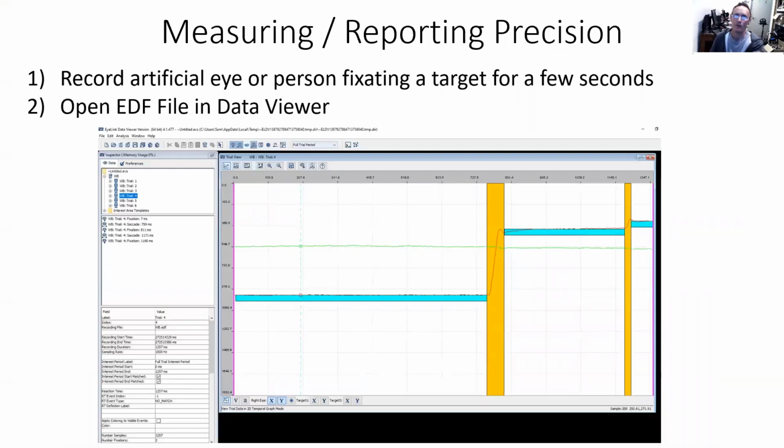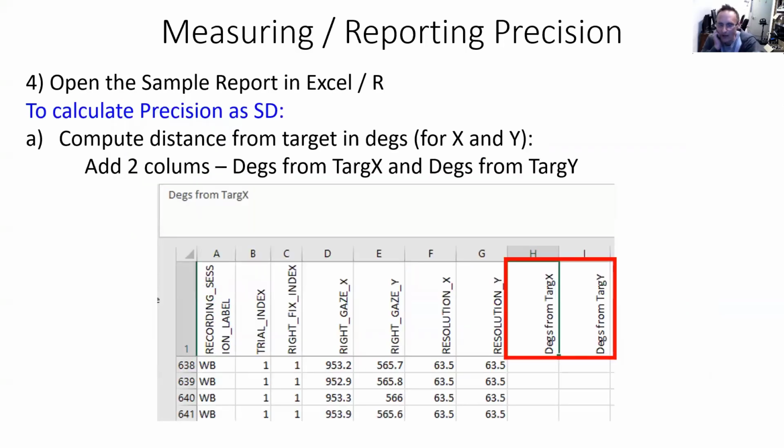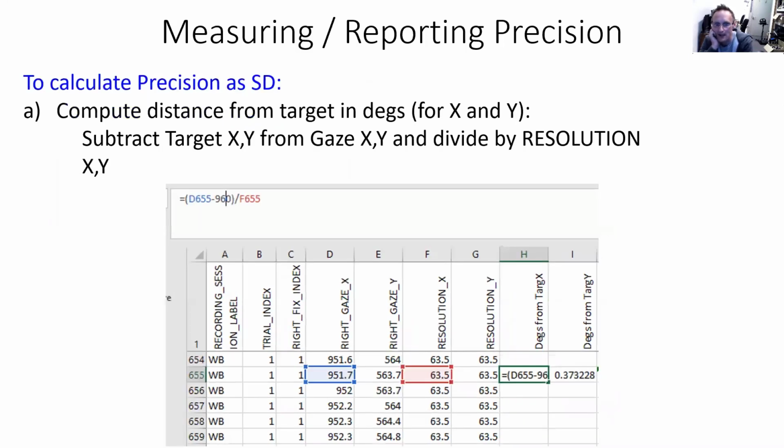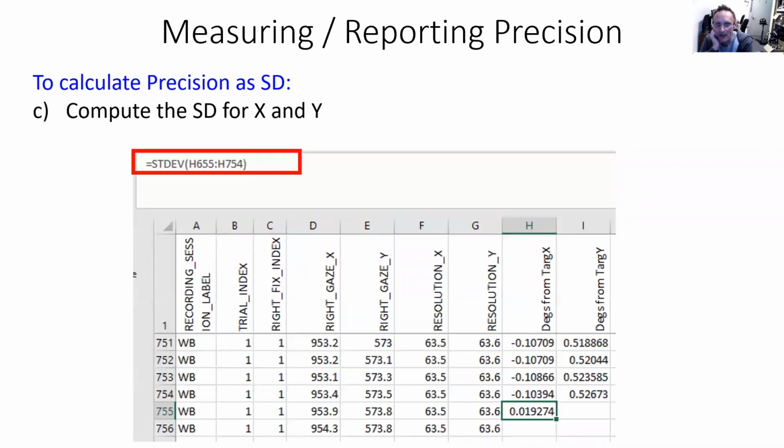Again, if we're going to report precision as a standard deviation, we're going to record somebody fixating a target at a known location, open our data, and output the same measures as before, where the eye is and the resolution X and Y. And for the standard deviation, it's just as we did for the accuracy. We're going to create two columns, degrees from the target in X, degrees from the target in Y, exactly the same formula: subtract where the target was from the X, same for the Y, span it down, but instead of calculating the average of that data, we will just calculate the standard deviation.